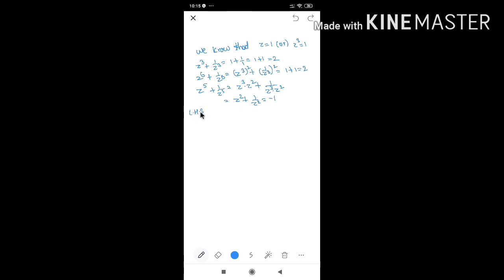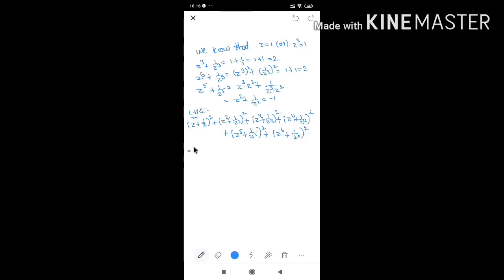So now I am writing LHS. First, z plus 1 by z whole square plus z square plus 1 by z square whole square plus z cube plus 1 by z cube whole square plus z power 4 plus 1 by z power 4 whole square plus z power 5 plus 1 by z power 5 whole square plus z power 6 plus 1 by z power 6 whole square.